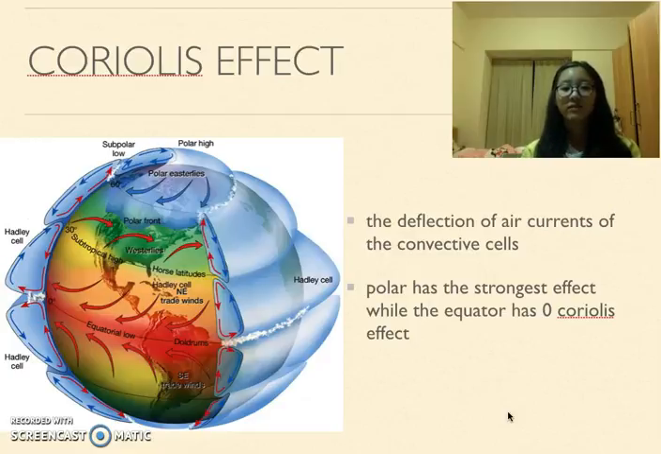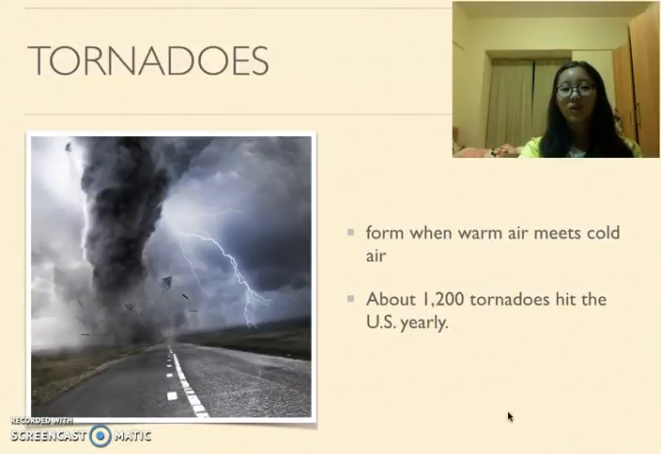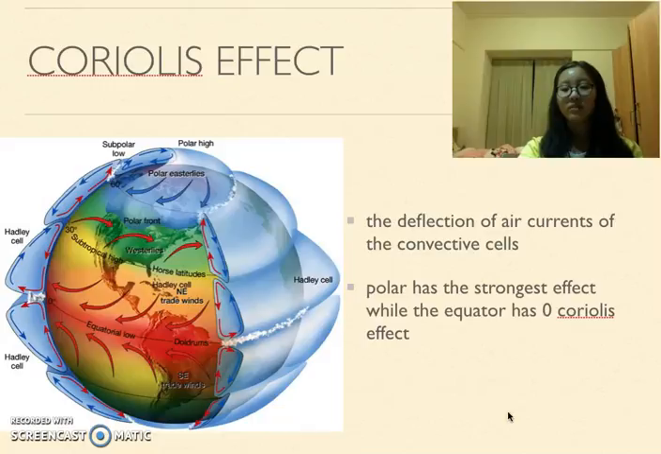Coriolis effect is the deflection of air currents of convective cells because of the Earth's rotation. The poles have the strongest effect, while the equator has zero Coriolis effect. And this difference is because the equator moves longer and faster than the poles when the Earth rotates.